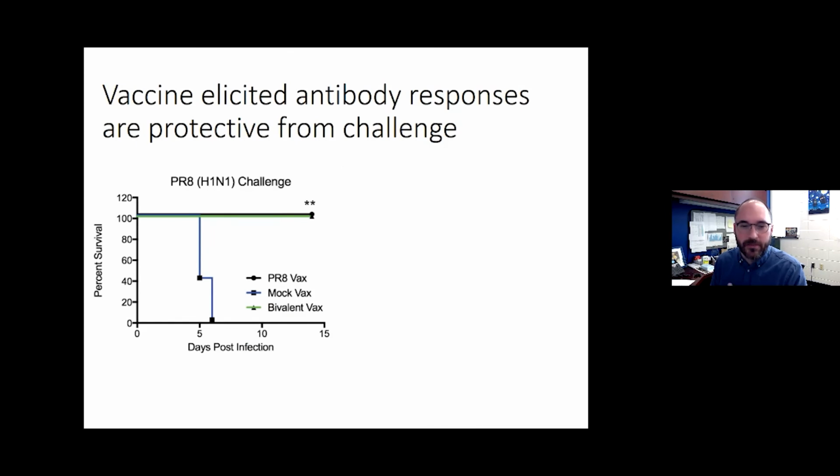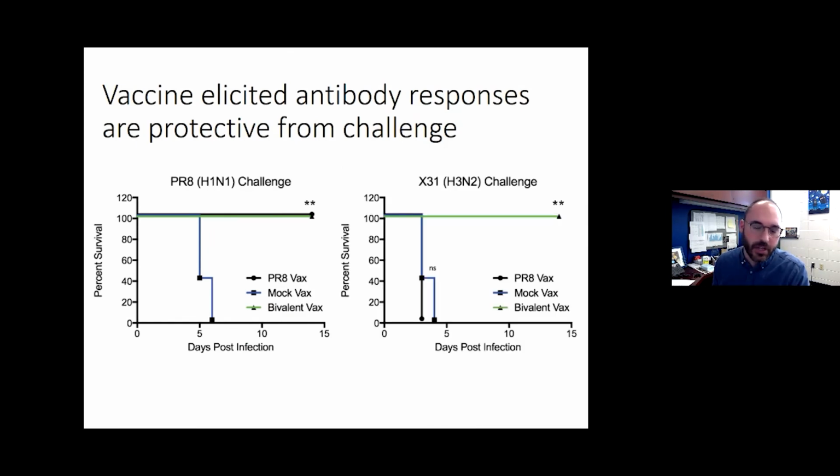But in order to determine kind of the functionality of this, we can challenge. And on the left is a PR8 H1N1 challenge. So again, if we vaccinate with PR8 as a control in black, all the animals are protected. Our dual HA virus in green also protects animals from challenge. But if you challenge animals that are similarly vaccinated with an H3N2, the H1N1 no longer protects, but our dual HA virus does. So again, we can make viruses with two HAs, they're immunogenic, and the immune responses that they elicit are also protective. Next slide.